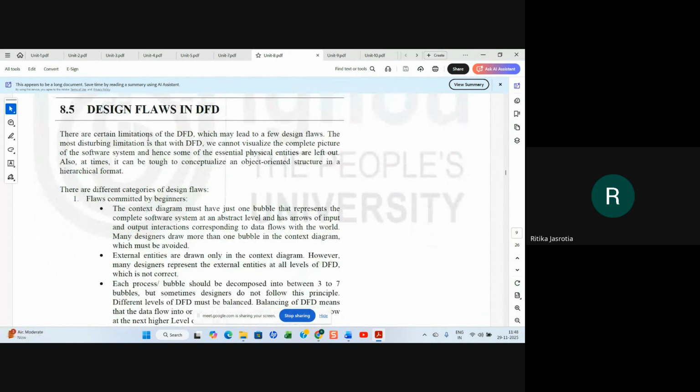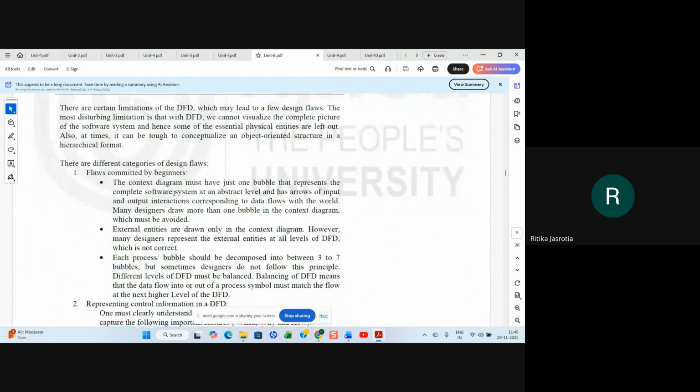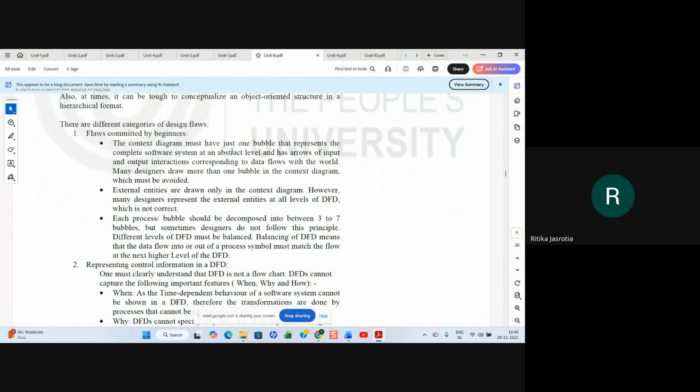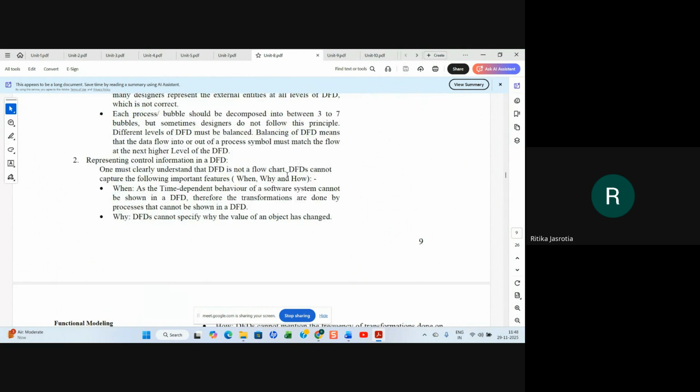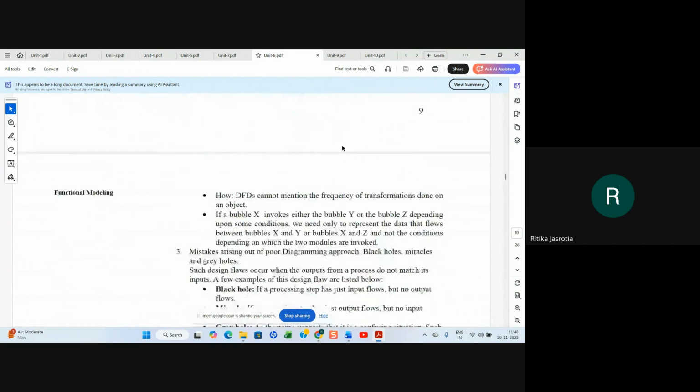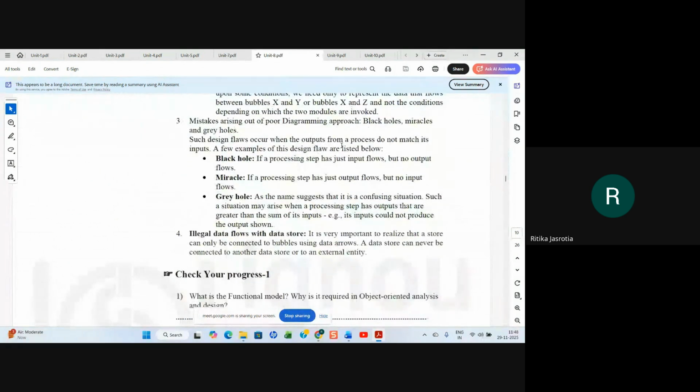So these are the design flaws in DFD. Only one context diagram should be there. In the context diagram, that is the zero level diagram, there should only be one bubble, right? Each process bubble should be decomposed into between 3 to 7. Minimum 3 and maximum 7 when you go to the first level DFD, right?